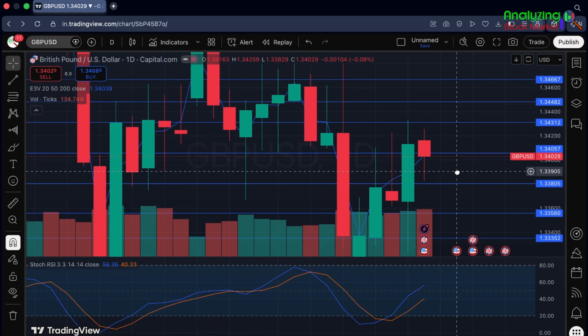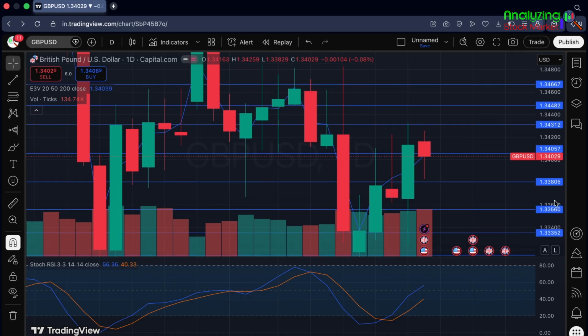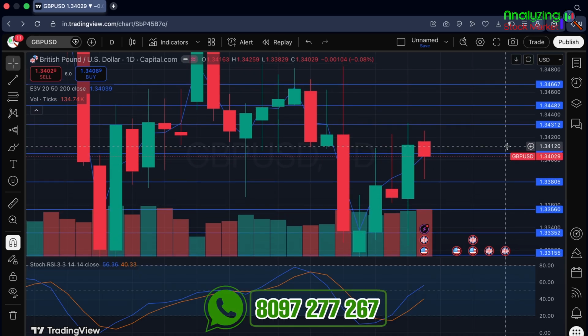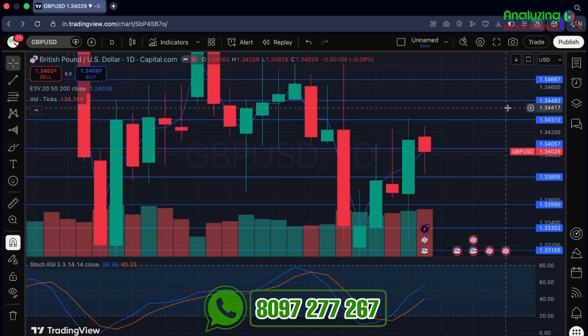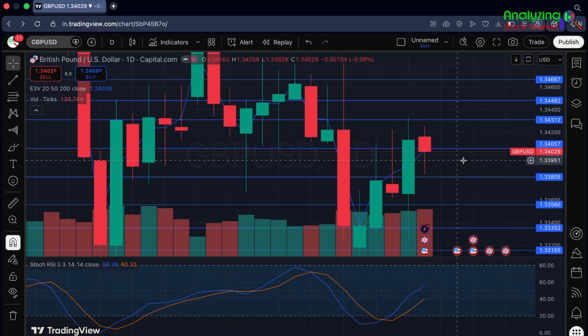So as you can see, some important support zones and resistance zones are already marked. Currently, we don't need to mark any new levels. Let's straight away talk about the closing. Here 1.34029 is the closing. Here the direct support is 1.33805. Direct resistance is 1.34057. After direct support, there is a support of 1.33560 and then 1.33552. After direct resistance, there is a resistance of 1.34312 and then 1.34482. So these are the important support zones and resistance zones which will help you to take better stop loss and target levels according to your bias for this week.